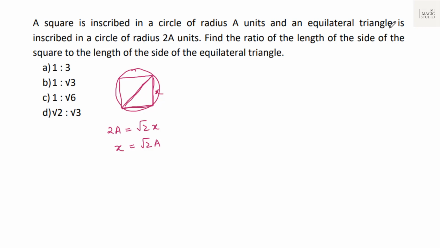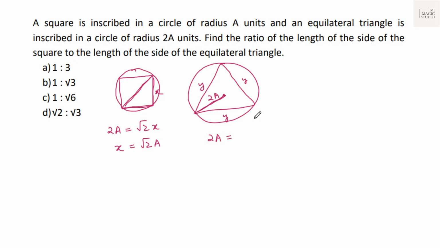And we have an equilateral triangle which is inscribed in a circle of radius 2a. Suppose we have an equilateral triangle of side y and the circumradius is 2 times a. We know that the circumradius for an equilateral triangle is given by the product of the three sides, y cube, divided by 4 times the area of the equilateral triangle. Area of the equilateral triangle is given by root 3 by 4 times side square. So what we are getting here is y equals 2 root 3 a.